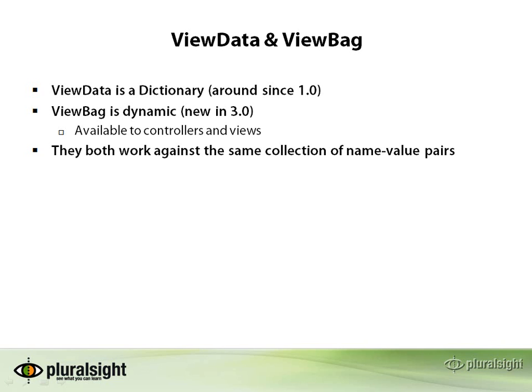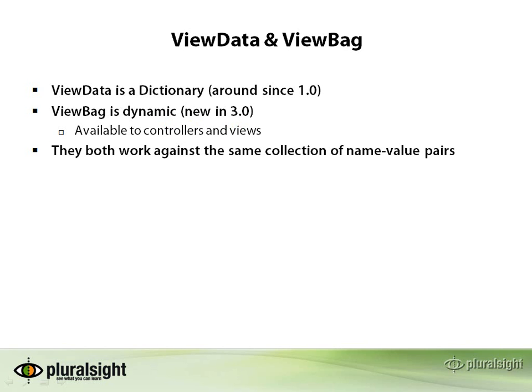In addition to a strongly typed model, we can also use the ViewData dictionary to shuttle information from a controller into a view. ViewData is just a dictionary of name-value pairs. It's been available since the first release of MVC. What's new in MVC 3 is the ViewBag property.